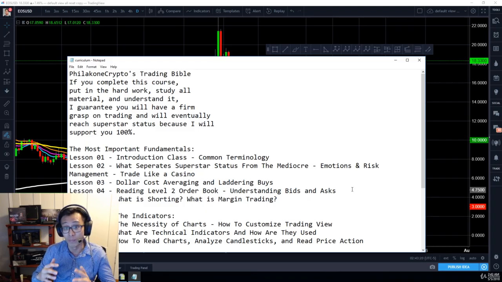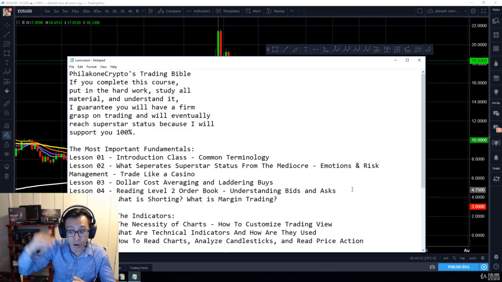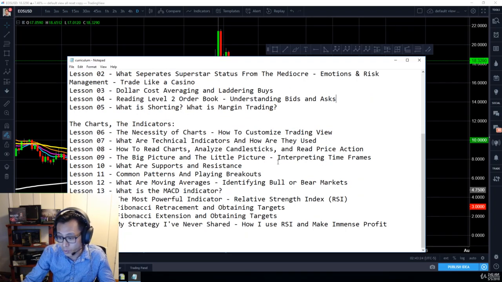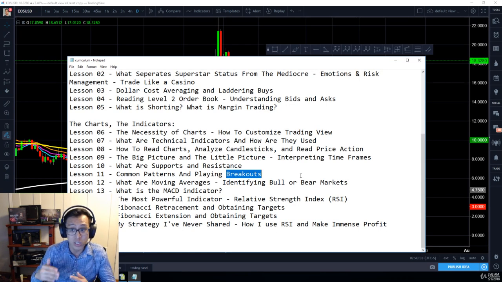If you buy it on the breakout as it breaks out right there, then we're going to be covering that in a future lesson once again. That'll be for lesson 11, common patterns in playing breakouts. When it breaks these supports and these resistances, just buy into strength and add the majority to your position.